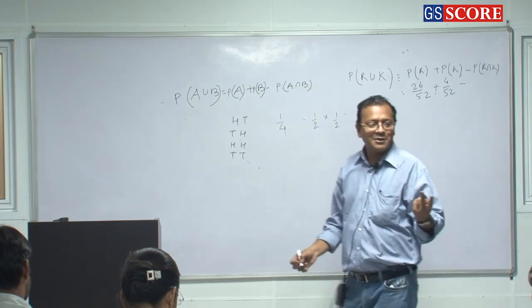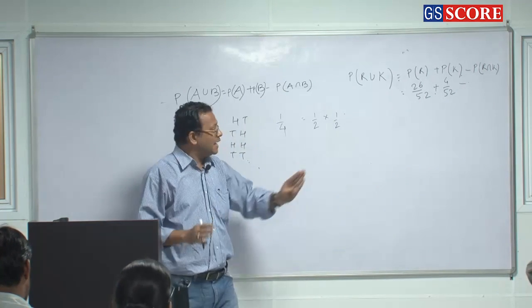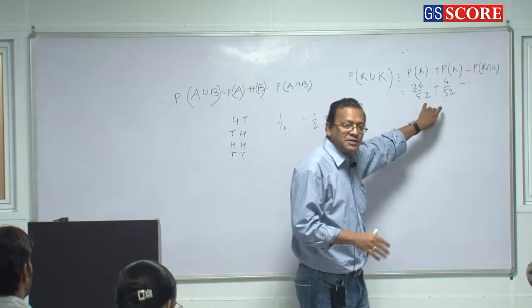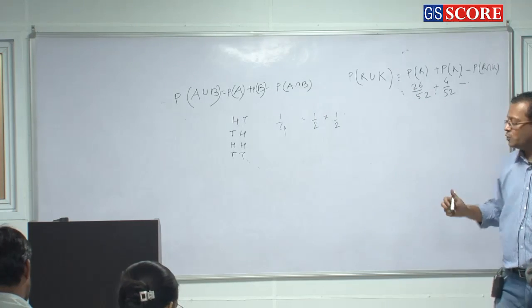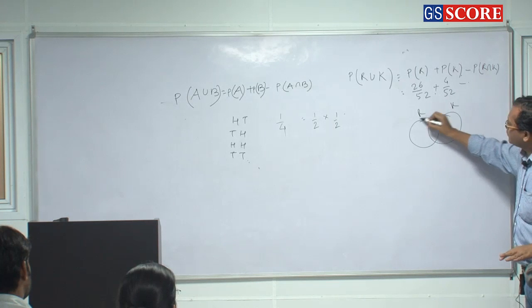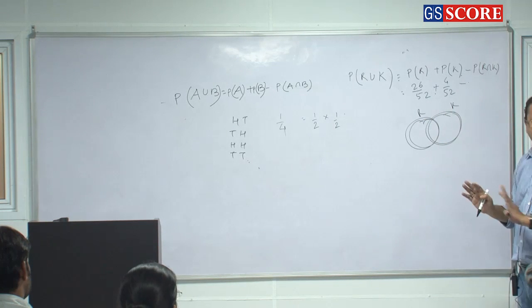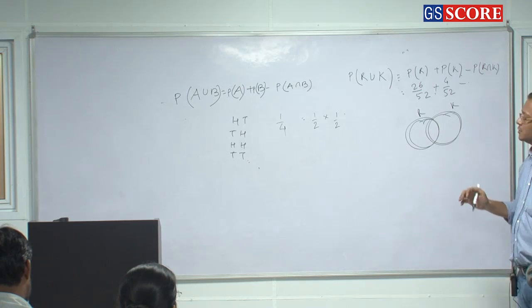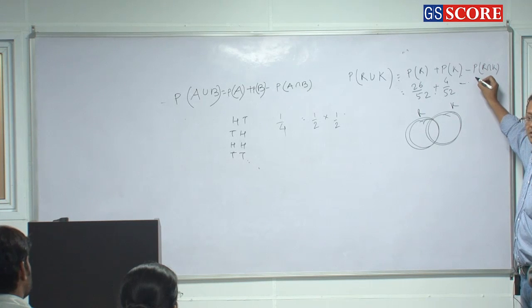Easy or not? There are two cards which are red king, but they have been counted twice. Once here, once here. So I have to discount once. ये तो वही बात हो गई कि red और king है, ये red है, ये king है. So red में भी ये आ गया, king में भी आ गया. एक बार तो minus, you have to minus it once. So how many red kings are there? 2. So 2 by 52.